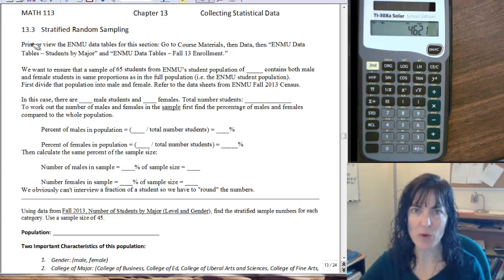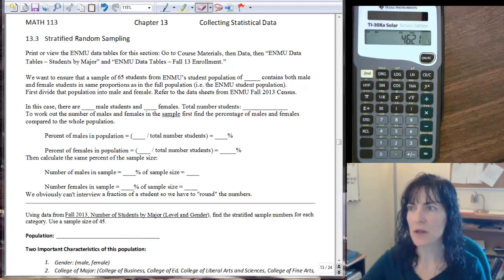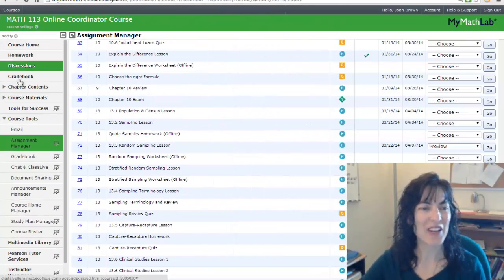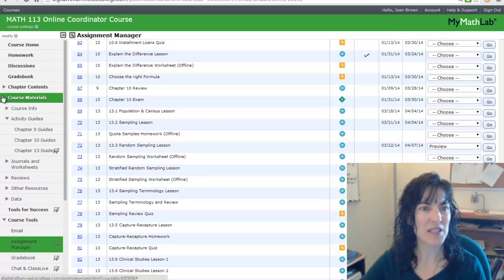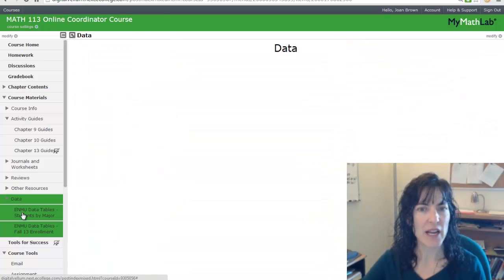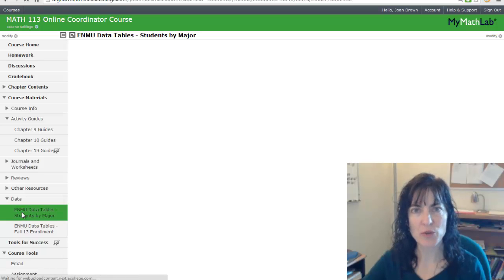First, we have data for Eastern New Mexico University, and you can print those data tables or just refer to them on MyMathLab if you want for these two examples. So to do that, you go to course materials. I'm just going to show you how to get there. Go to course materials, click there, and then we want to come down to data. Click there, and then you'll see that we have two data tables.